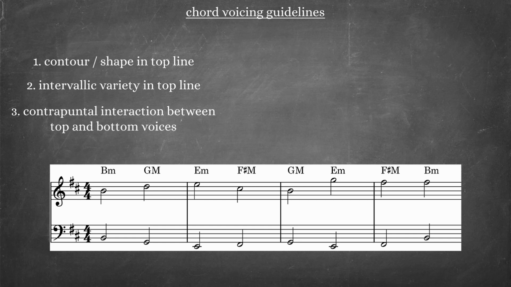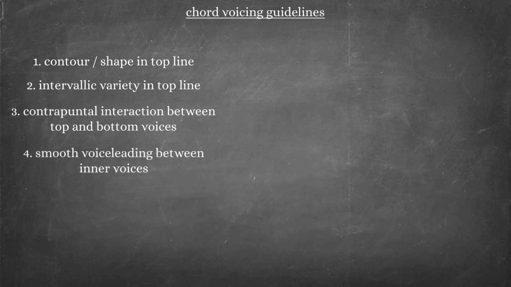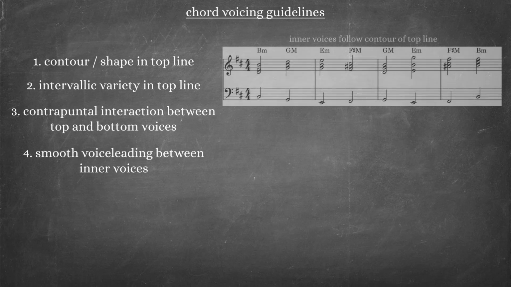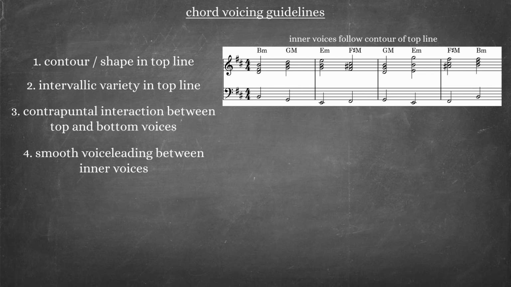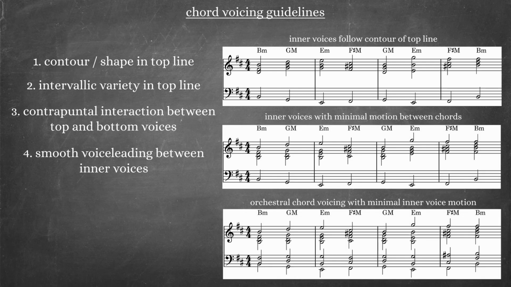I try to have very smooth voice leading between inner voices, preferably moving by step at most. But this really depends on the context, including what instruments you're writing for. If I'm writing for piano, I might need the inner voices to move in a similar contour to the top line because I'm limited in what my fingers can play. But this type of inner voice motion works nicely with instrumental writing as well. For instrumental ensemble writing, I don't have to worry about what's playable on piano, so I can have smoother voice leading among inner voices.